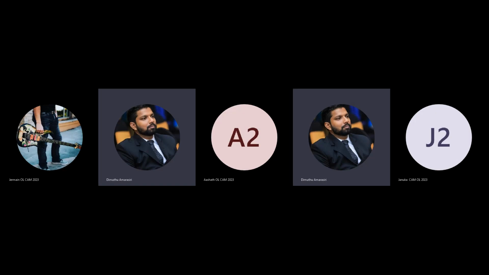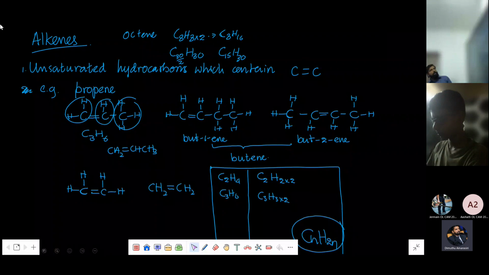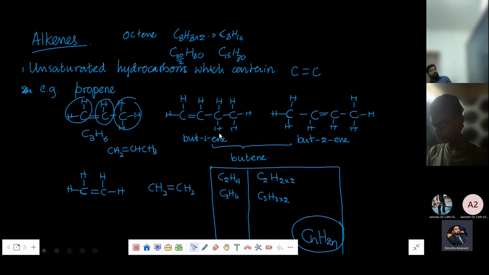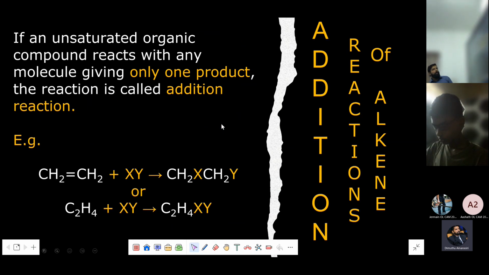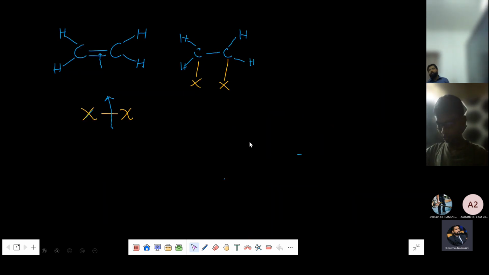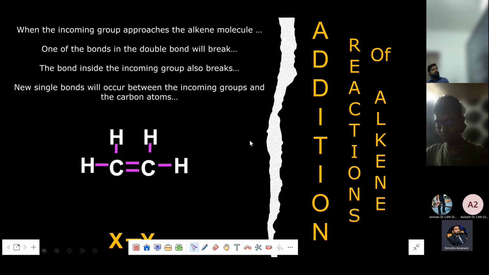This is the general formula, right? But but-1-ene, but-2-ene, depending on the position of the double bond, they will differ. But I said in O level, that's not a big issue. However, the most important thing is that alkenes undergo addition reactions, right? When addition happens, the double bond breaks and X and Y will combine.